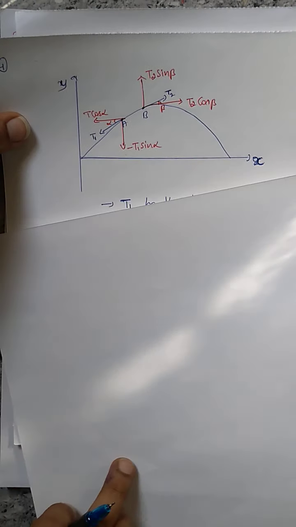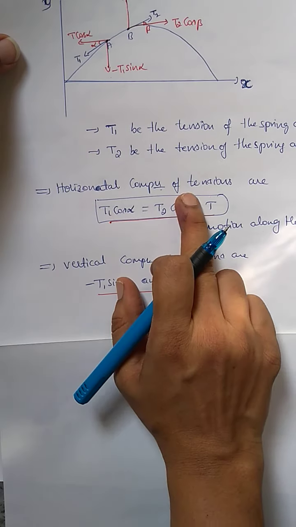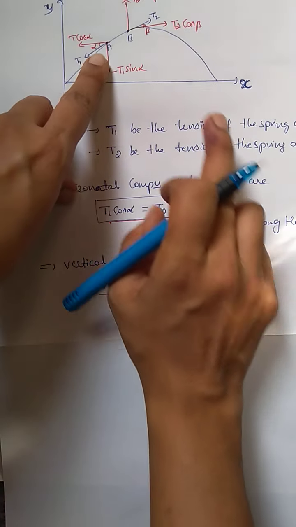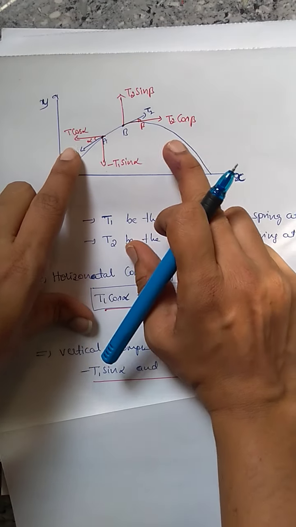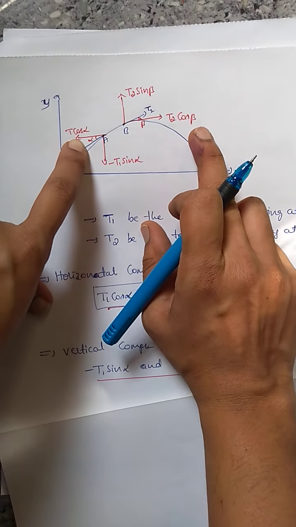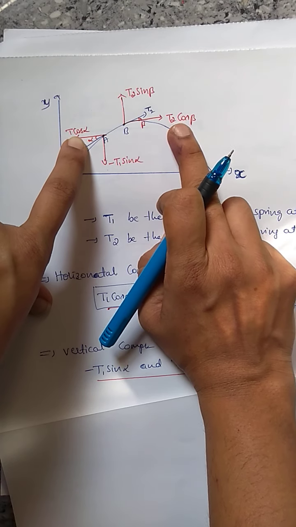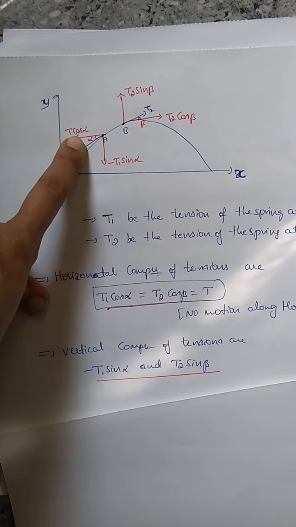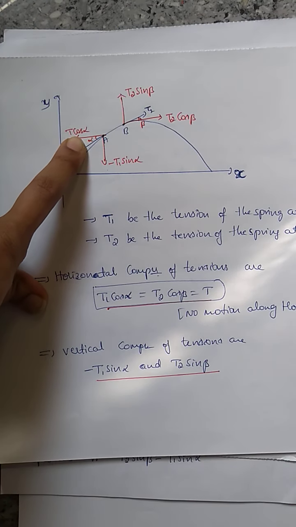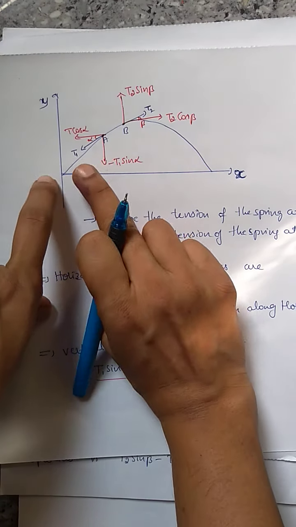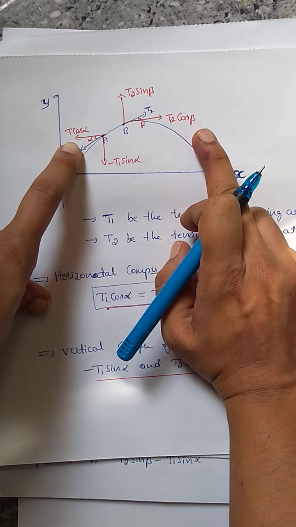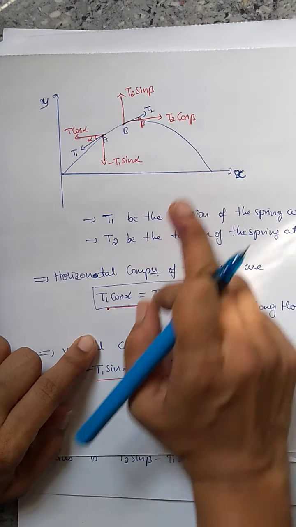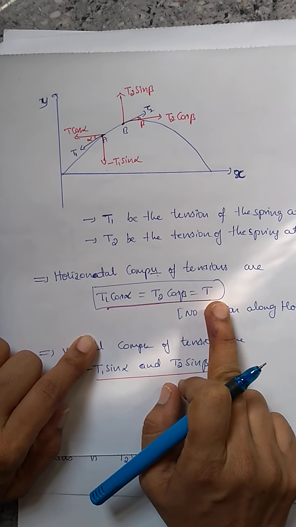The very important concept here is the horizontal component of the tensions. In the horizontal direction, the components of the tensions are T1 cos alpha and T2 cos beta. These two horizontal components cancel each other because the string has no motion along the horizontal direction. Therefore, T1 cos alpha and T2 cos beta cancel each other, and we can equate them to a common tension T.